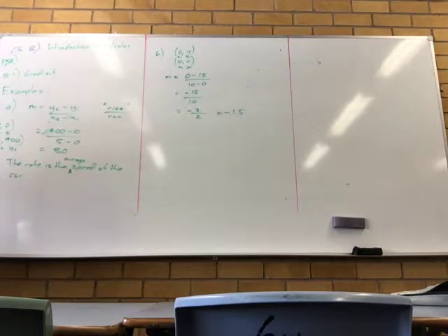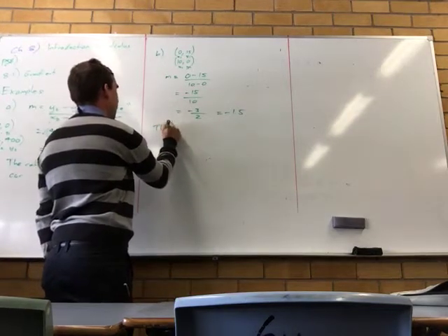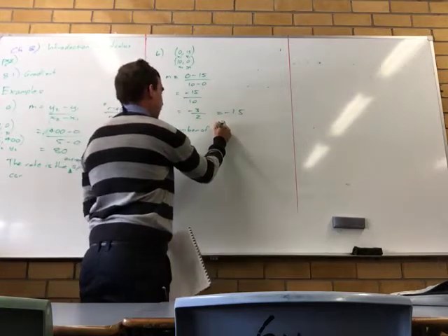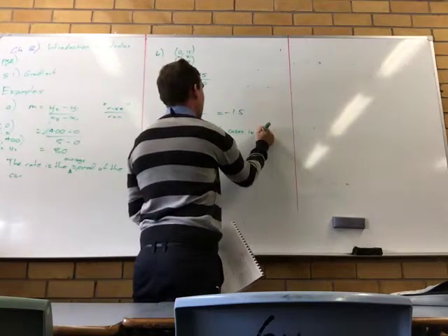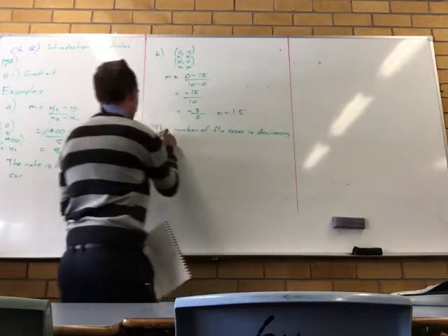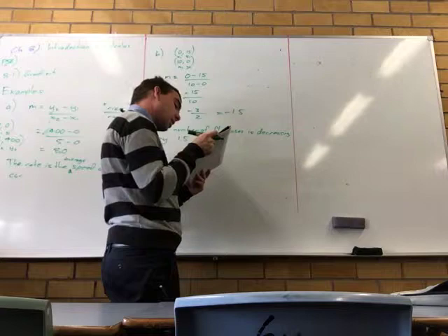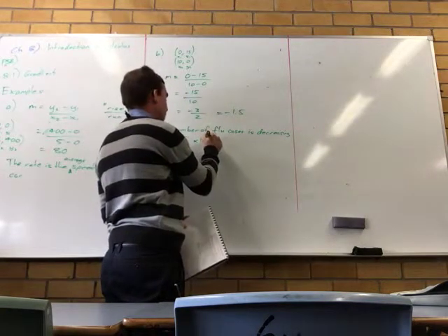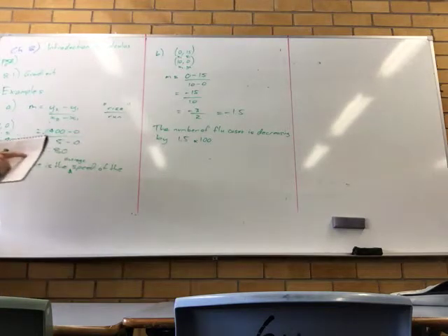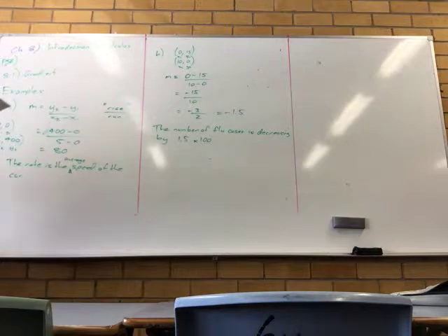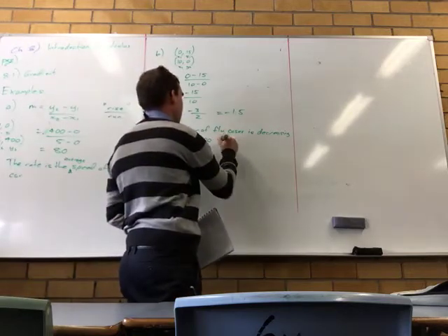Now we need to describe it as a rate. So what is that gradient telling us? It's decreasing. Decreasing what? The number of flu cases is decreasing by 1.5 times 100, because of the scale on the side. So it's 15 up there, but it says the number of cases is in hundreds, times 100. Per week.